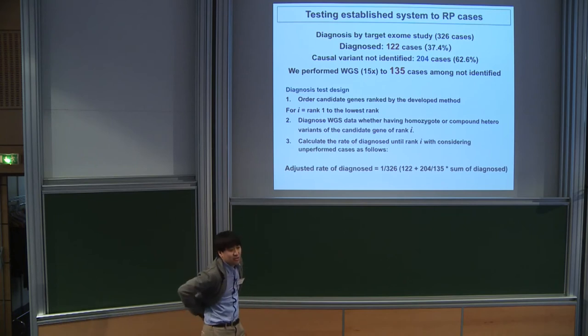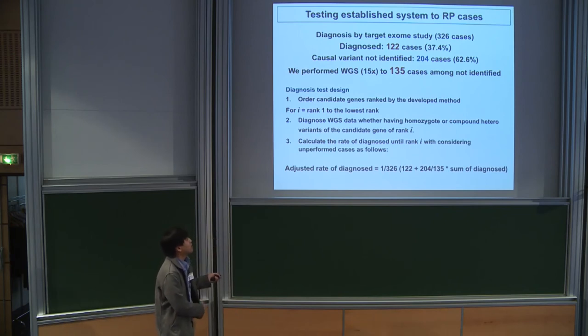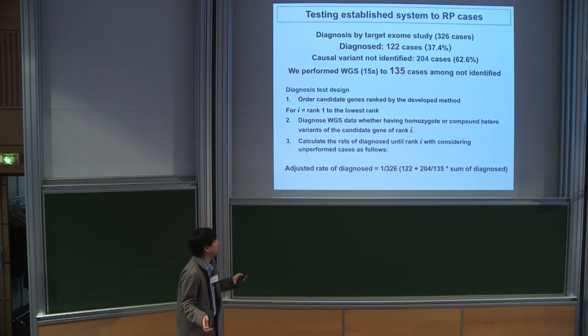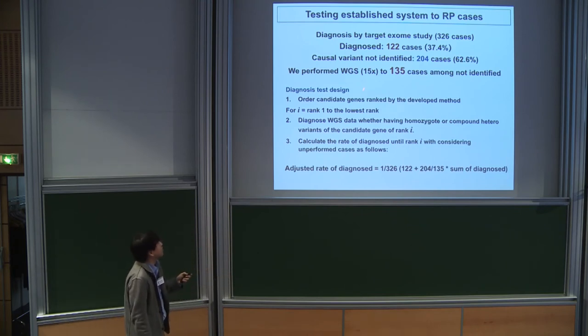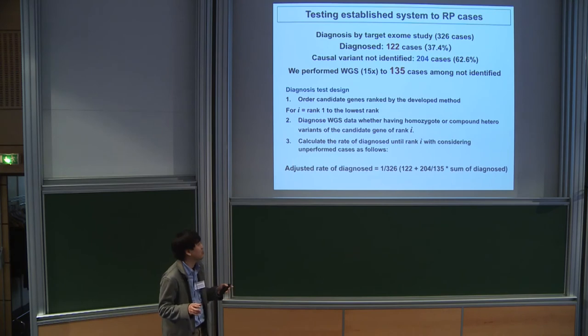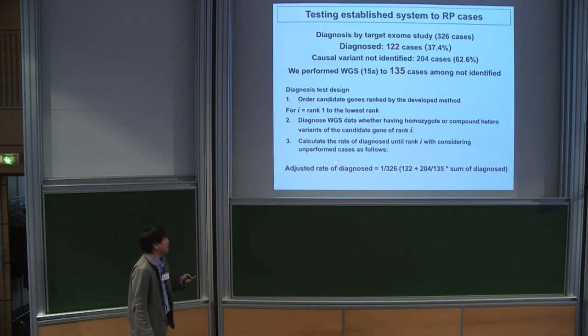Then we tested the developed method by using RP cases, some of which were already diagnosed by known genes. There are 326 patients and 37.5% of cases are already diagnosed. And then we performed whole genome sequencing on the remaining 135 cases, and the rest is now ongoing. So we adjusted the rate of diagnosis as follows.